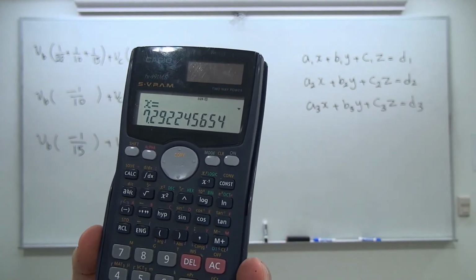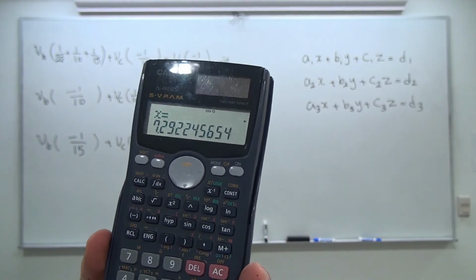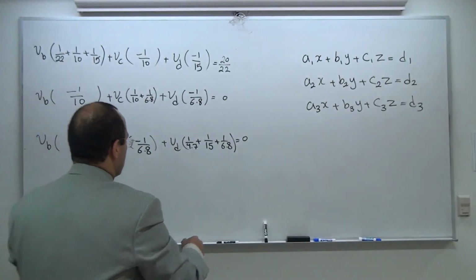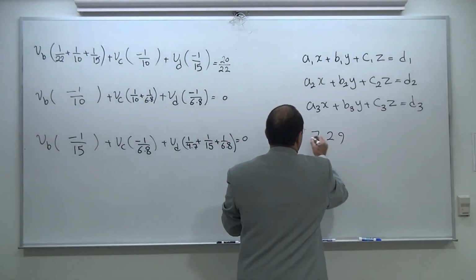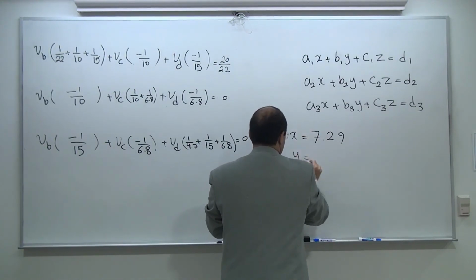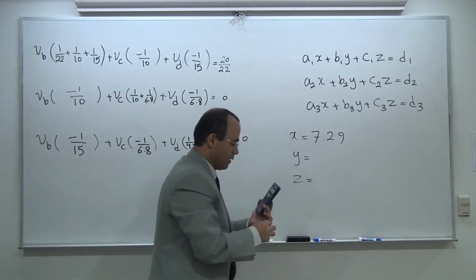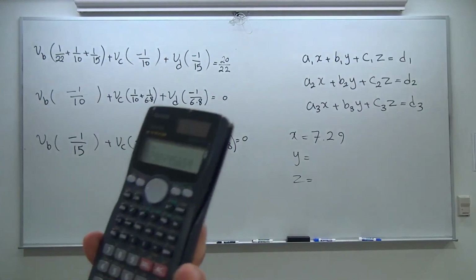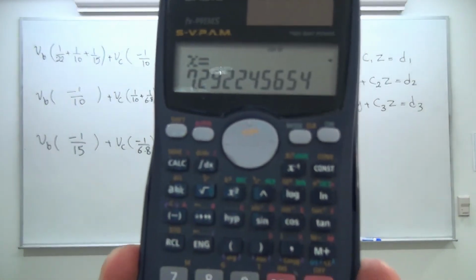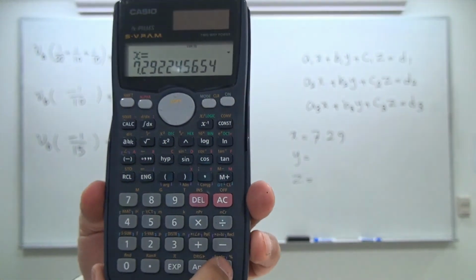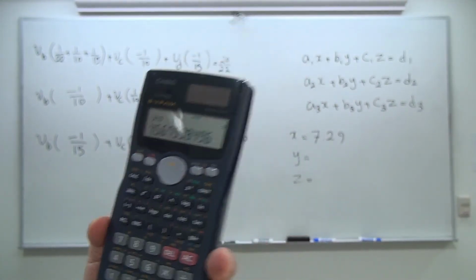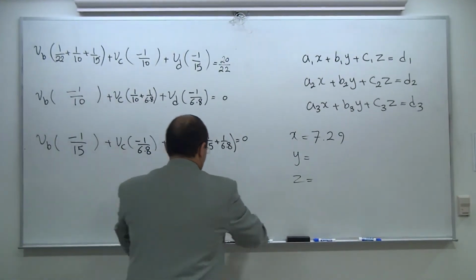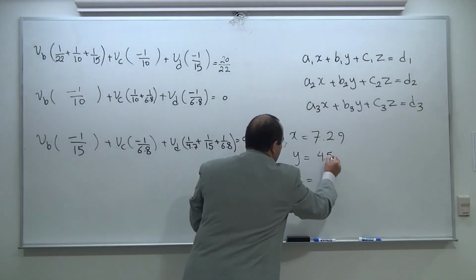My x is 7.29. You see, I didn't do anything. 7.29 is going to be my x. As soon as you push another equal sign, you see your y becomes 4.56.